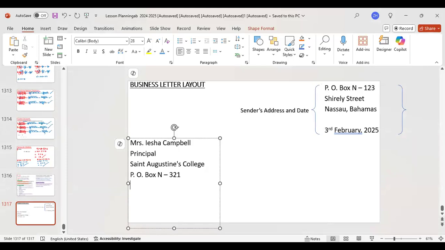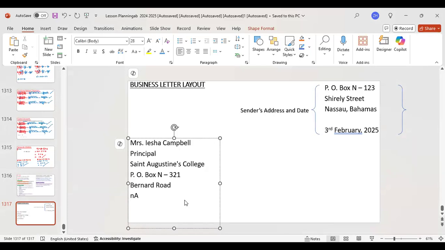And then, where's the school located? Burnett Road. Spell that? Burnett Road. Okay. Burnett Road, Nassau, Bahamas.